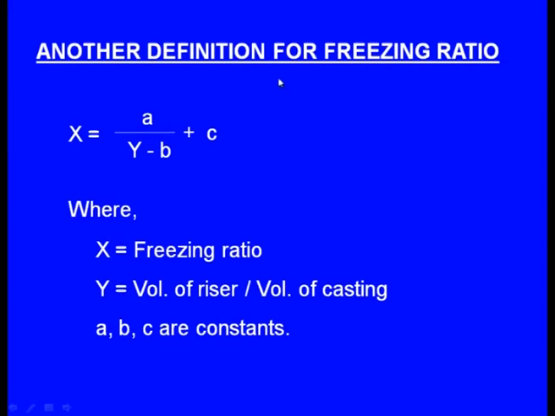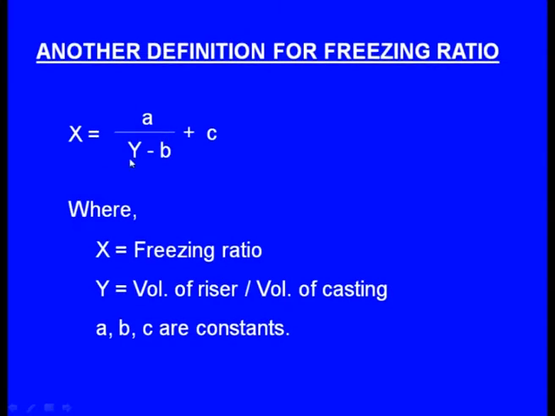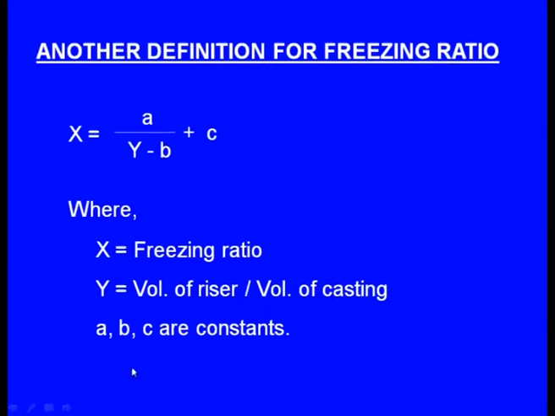Now, this work was further extended. Another definition was given for freezing ratio. Here x is the freezing ratio. Freezing ratio x is equal to a divided by (y minus b) plus c, where x is the freezing ratio, y is equal to volume of the riser divided by volume of the casting. A, B, C are constants and they depend upon the material of the casting.